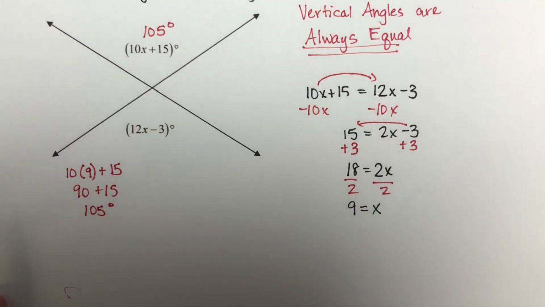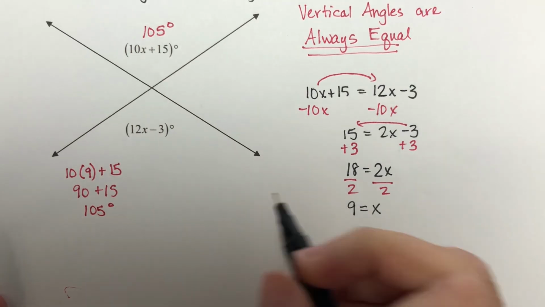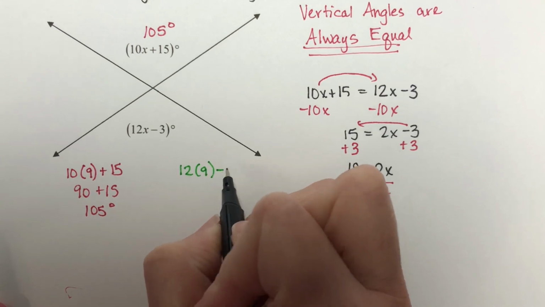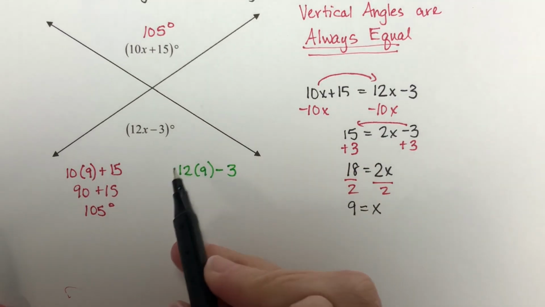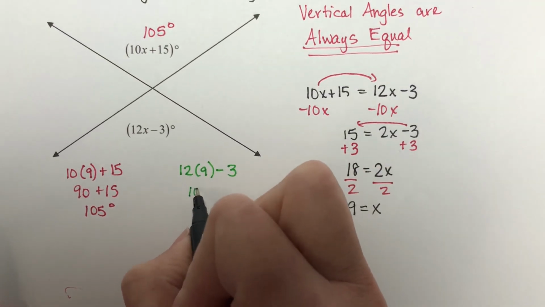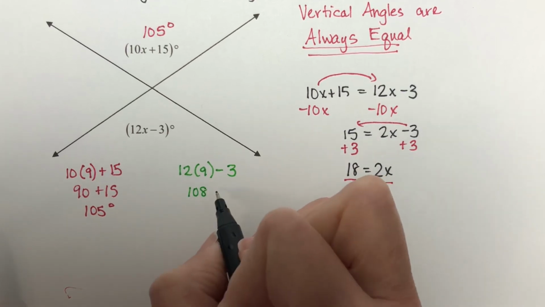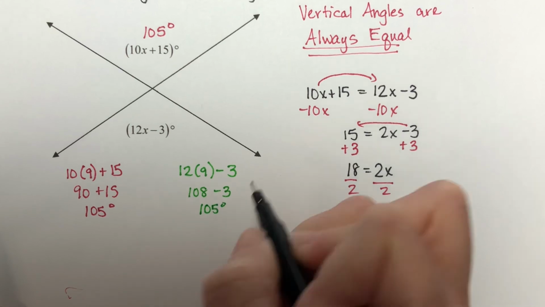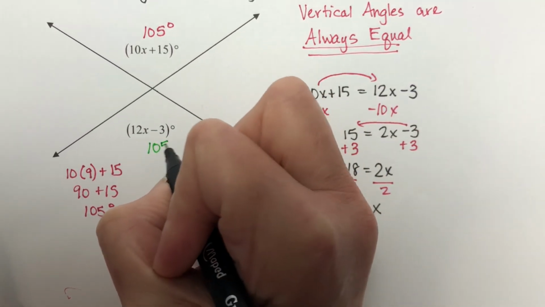Now for the second angle, 12 times 9 minus 3. 12 times 9 is 108 minus 3 also gives me 105. Your two angles are equal to 105 degrees.